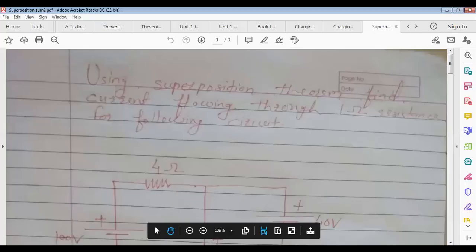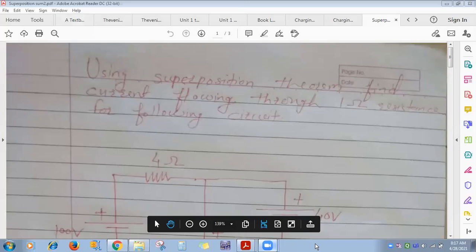Ma'am, the screen has gone blank. Okay, now can you see? Yes ma'am.